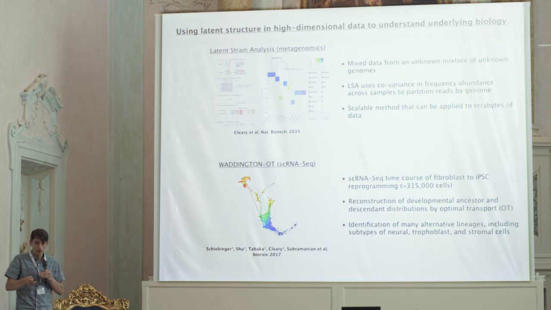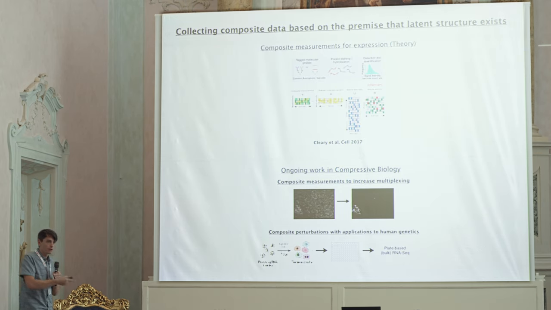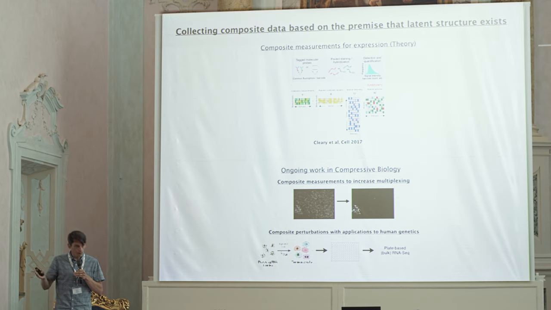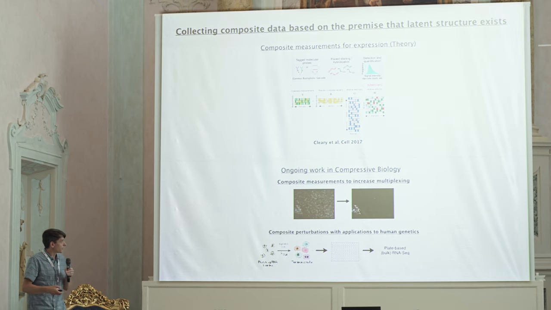That's very common. What I'm actually going to talk about today is a new idea that's based on the premise that that can always be done, essentially, that there's always latent structure that exists. And the question is, can we come up with new ways to collect data much more efficiently, given that this latent structure exists? So we wrote a paper describing how one might do that for gene expression profiling last fall using something called composite measurements. I'll describe that in a second.